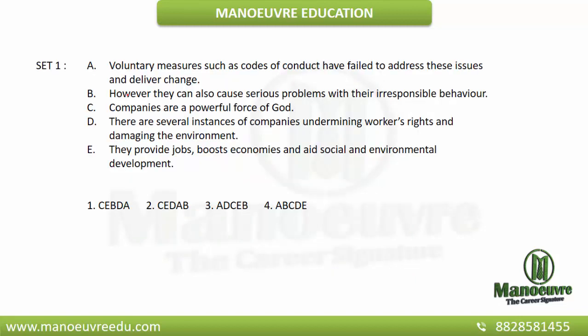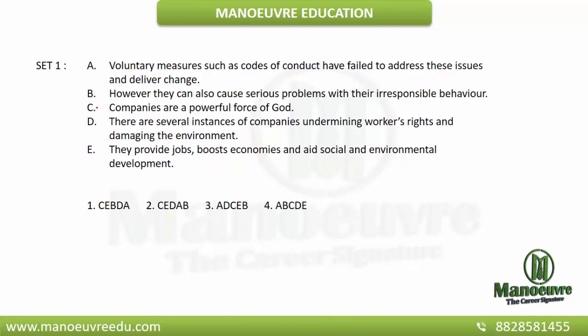This is the first set that I have for you. There are 5 statements here and we have to arrange them in logical flow so as to make a meaningful paragraph. Statement A talks about voluntary measures such as codes of conduct have failed to address these issues and deliver change. Statement B: however, they can also cause serious problems with their irresponsible behavior.